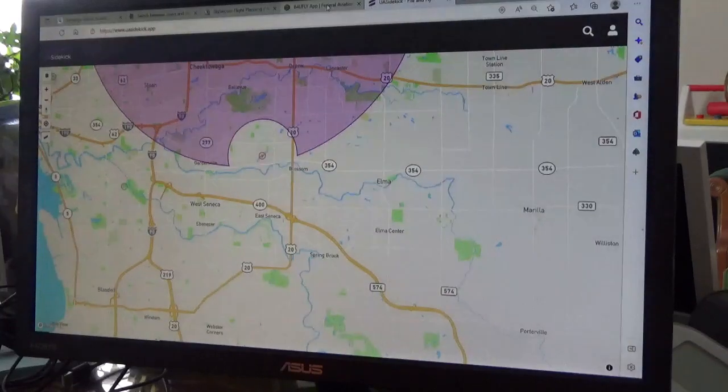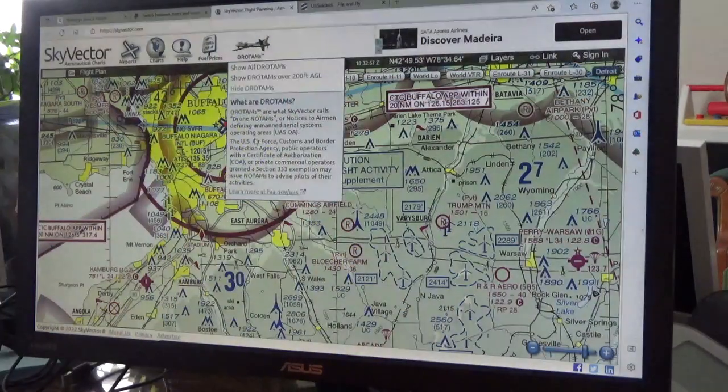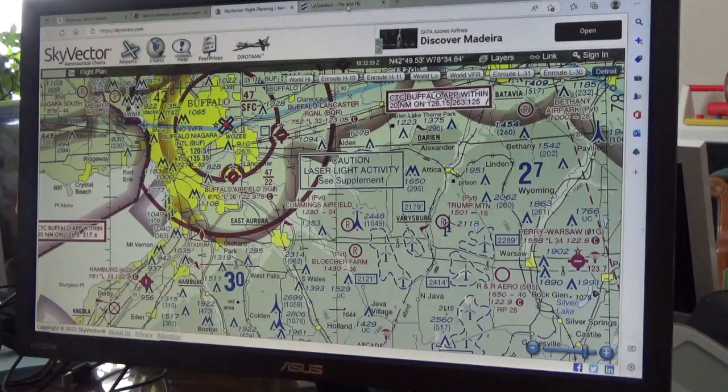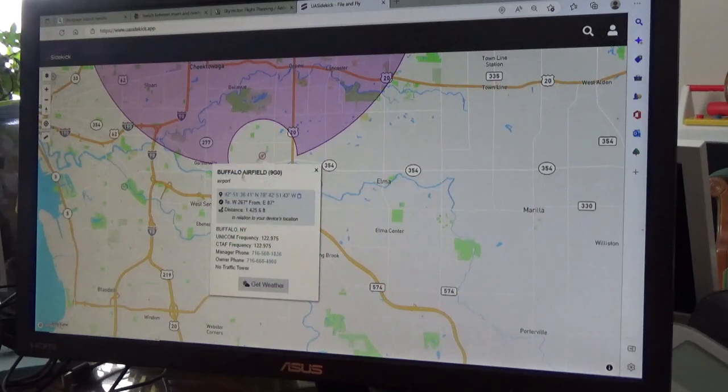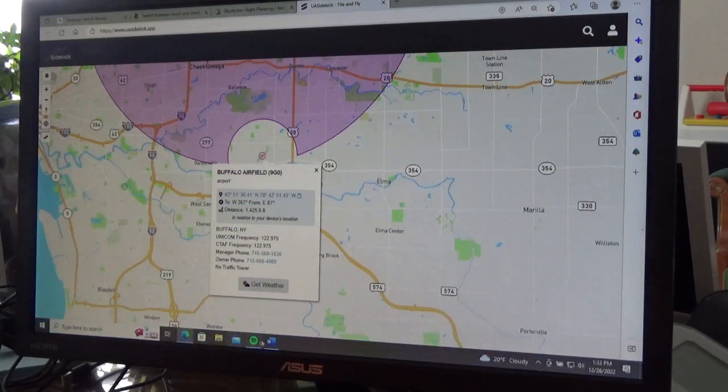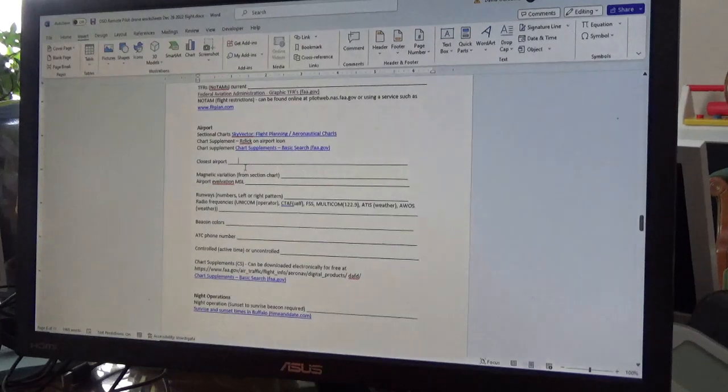I don't need this one. I don't need that one. I think we're going to go to this one. Closest airport is Buffalo Airfield. Buffalo Airfield, 9G0. Closest airport, Buffalo Airfield, 9G0.